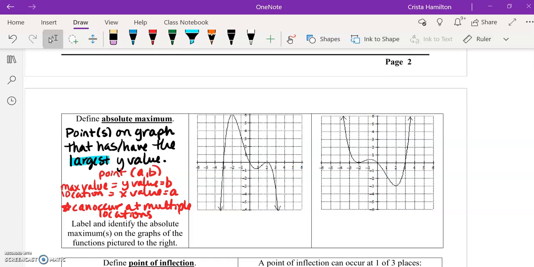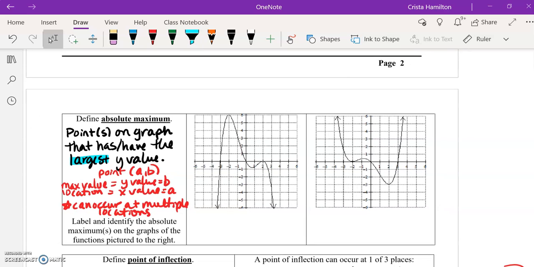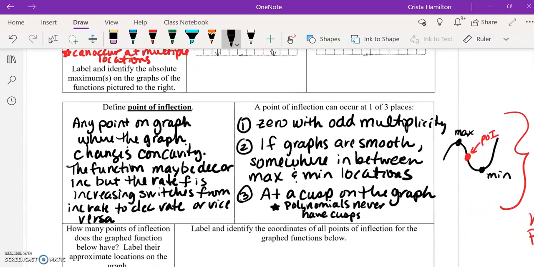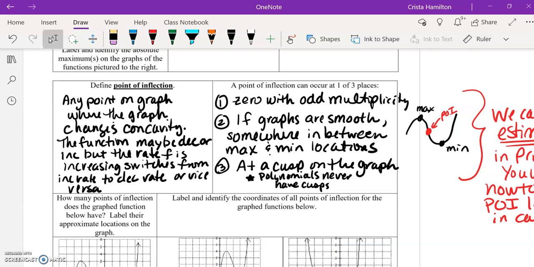All right, the only difference here is that the absolute max is the largest value. I'm going to leave this for you to do on your own and fill that in and check with the key as you go. All right, next thing we want to remind you of are points of inflection. A point of inflection is any point on the graph where the graph changes concavity. Concavity is curving up versus curving down.